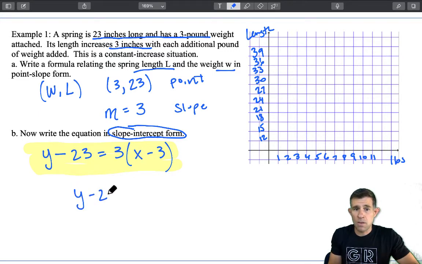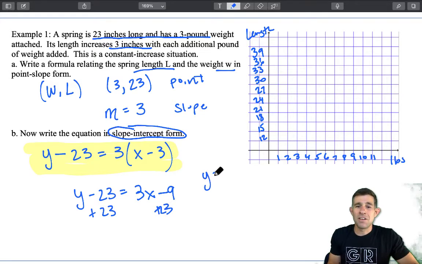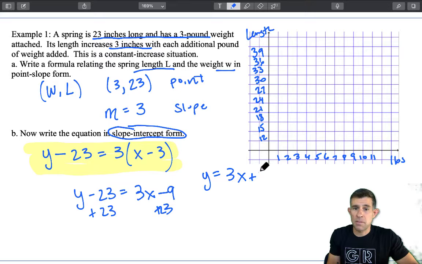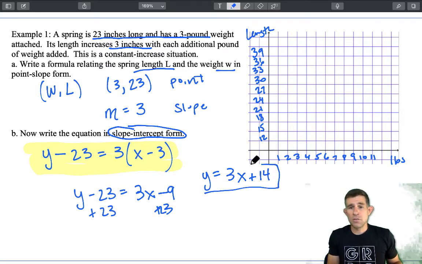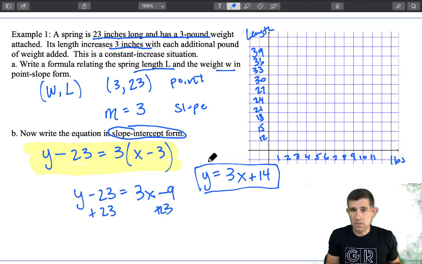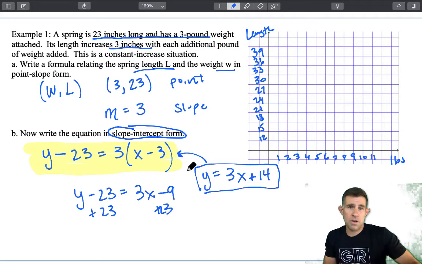So I'll have y minus 23 is equal to 3x minus 9. And now we're going to add 23 over to the other side. So that gives us the function y equals 3x, and then I have a -9 plus that 23, which is going to give me positive 14. All right, so here is the slope-intercept form, or equivalent of the point-slope form that we started off by writing.